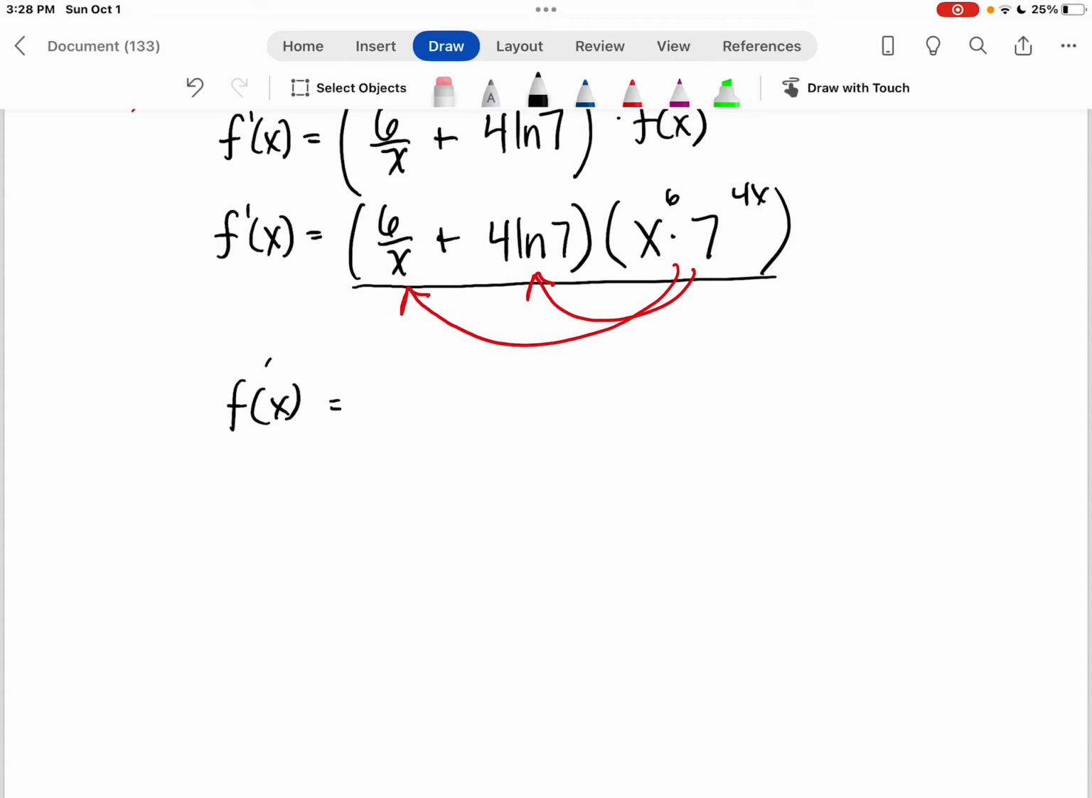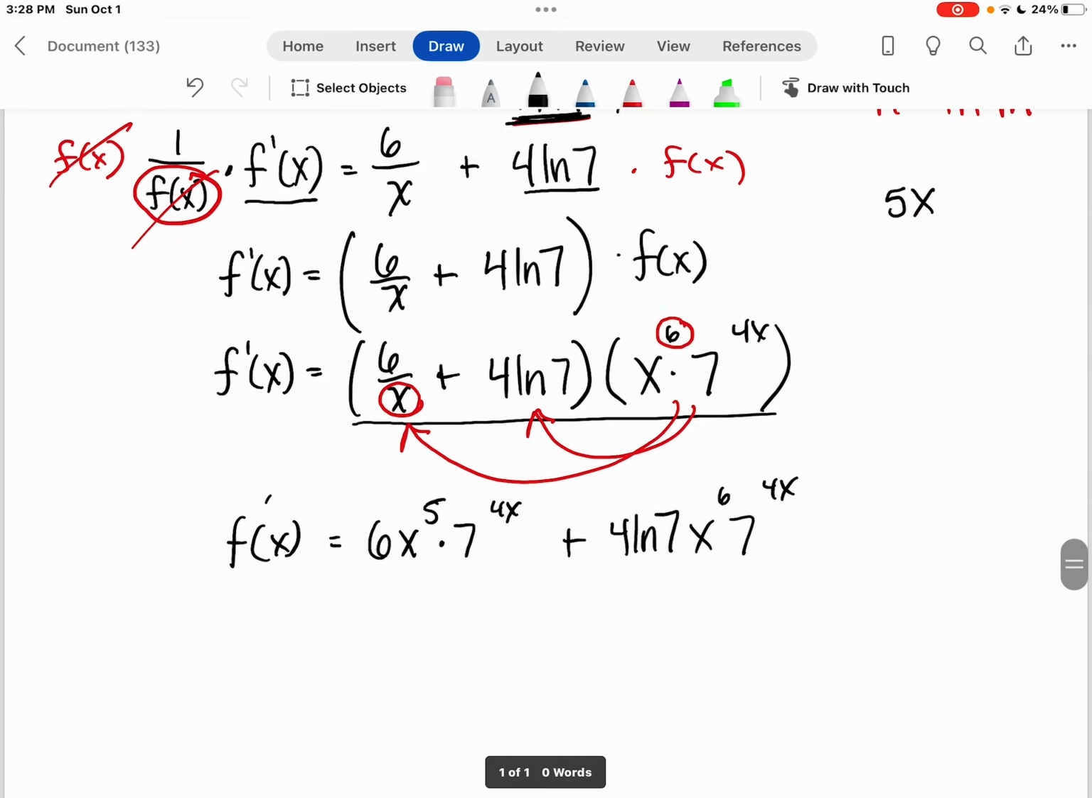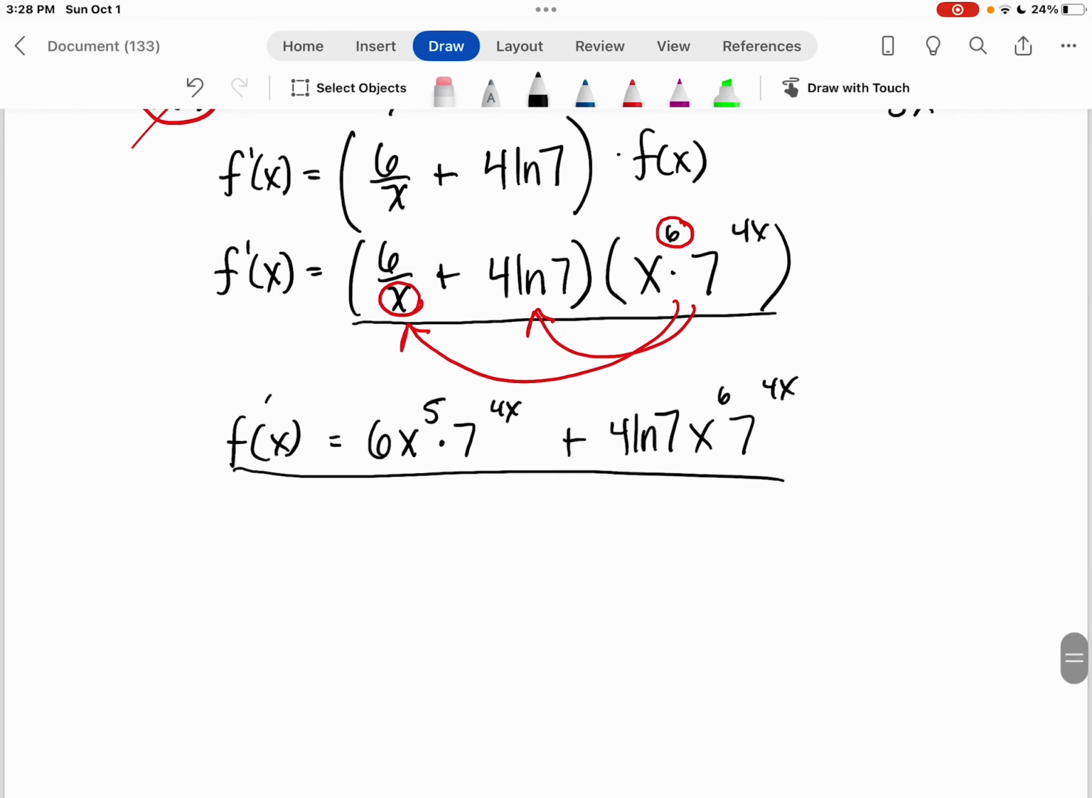So when I take 6 over x times x to the 6th times 7 to the 4x, I have 6x to the 5th times 7 to the 4x, because this x here would cancel with one of these x's, so I'm left with x to the 5th, plus I would have 4 natural log of 7, which is just a constant, times x to the 6th, 7 to the 4x. So if you want to expand it, you can, but leaving it like this is also perfectly fine.